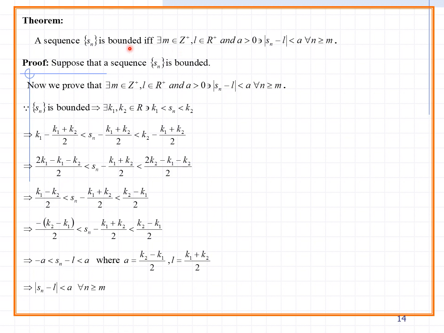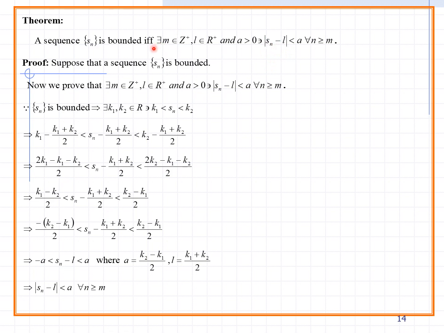To simplify: bounded means you have a lower value and an upper value. Modulus means you get an upper value and at the same time a negative and a positive value. So simply observe this theorem statement. Bounded means the modulus gives plus and minus. For example, if you take plus and minus, you get the bounded sequence. Why?